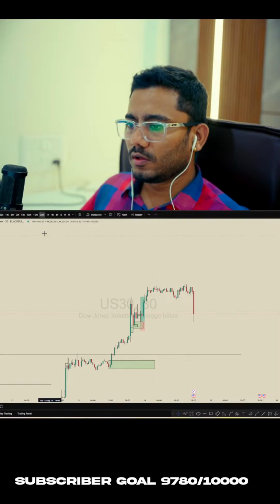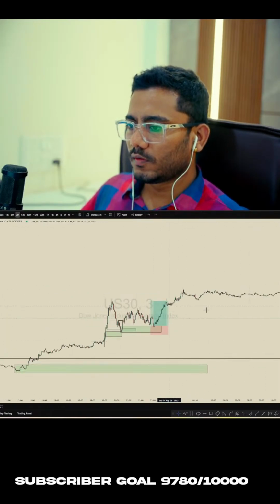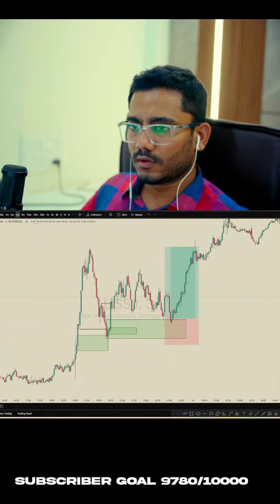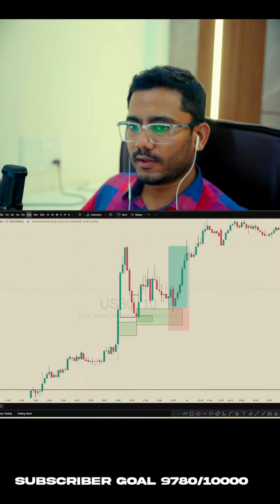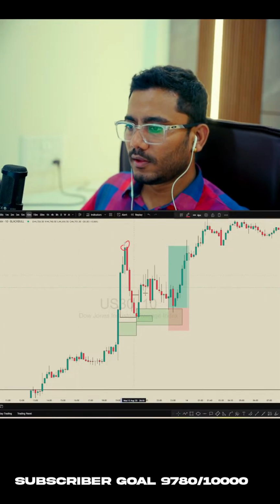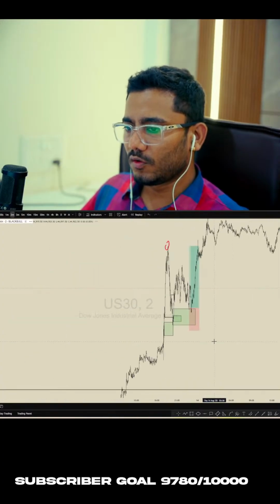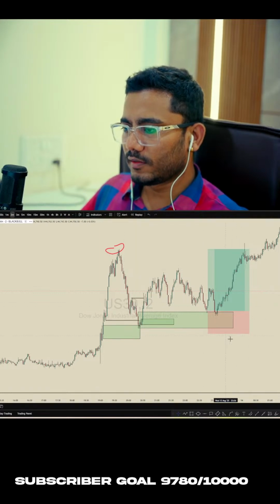US30, also look at here. This I took after the live session here. So the logic was price went, created a new high, swept out this liquidity. We have this imbalance. You can see on 1 minute everything is mitigated over here. This order block was mitigated. This order block was not mitigated.